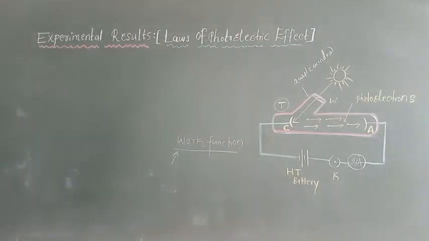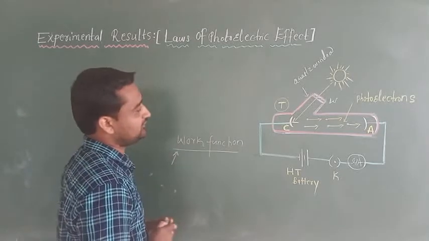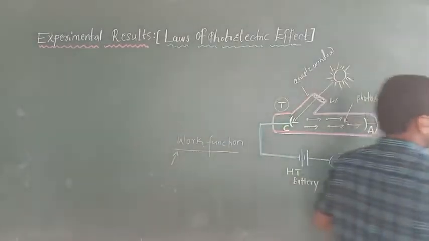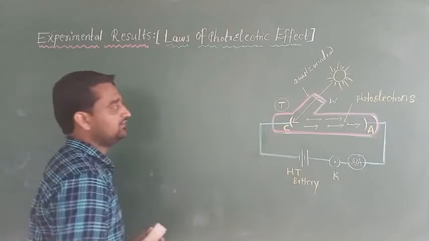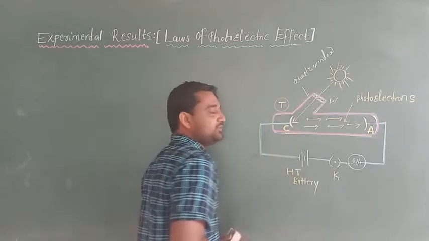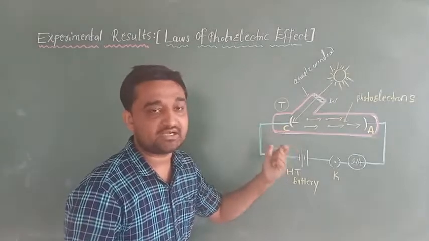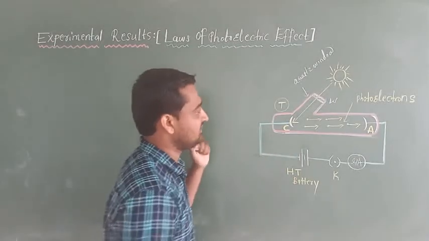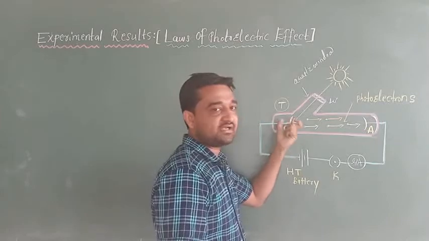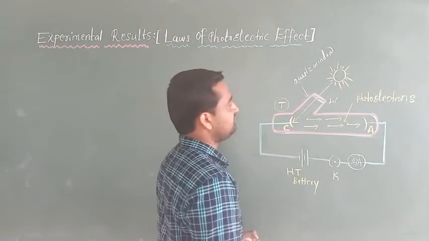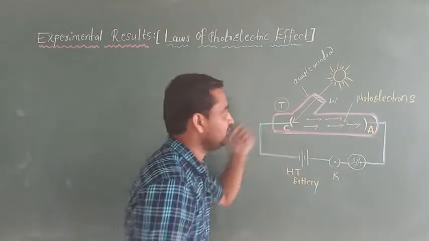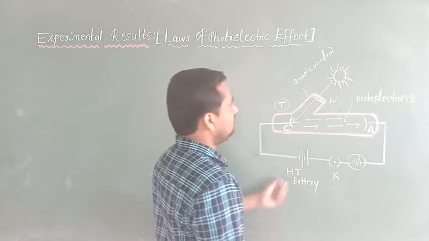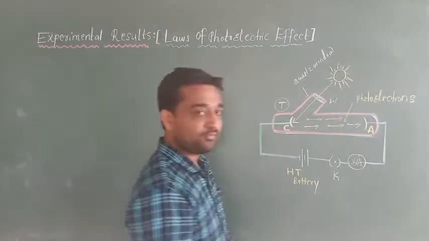Now let us see the experimental arrangement for the study of the photoelectric effect. The experimental arrangement consists of an evacuated glass tube, T, which is fitted sidewise with a quartz window to illuminate the light radiation. It is denoted by the symbol W.